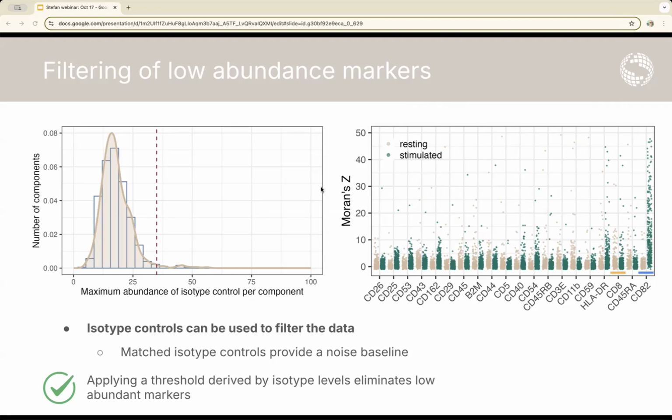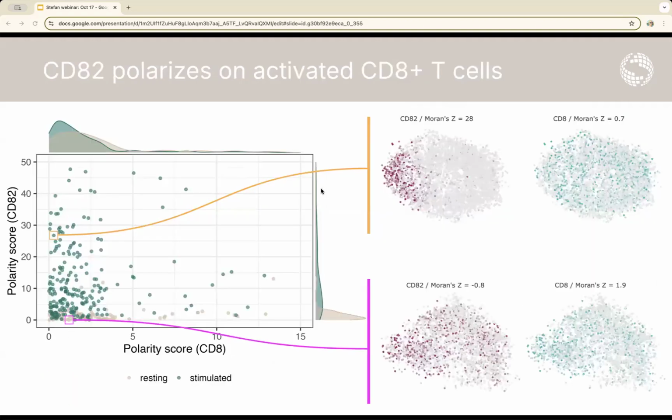But that particular receptor seems like it was not affected by the PHA stimulation in a significant way. So let's explore these in a little bit more detail. Here I've made a scatter plot where on the x-axis we see the polarity of the CD8 receptor, and on the y-axis we're looking at the polarity scores of CD82. And instantly we see that the distribution is very different between these two conditions.